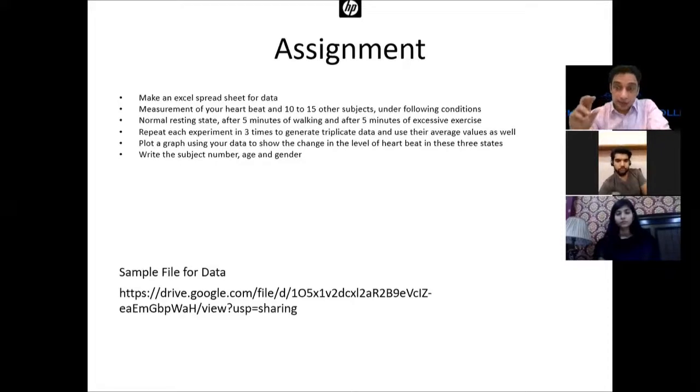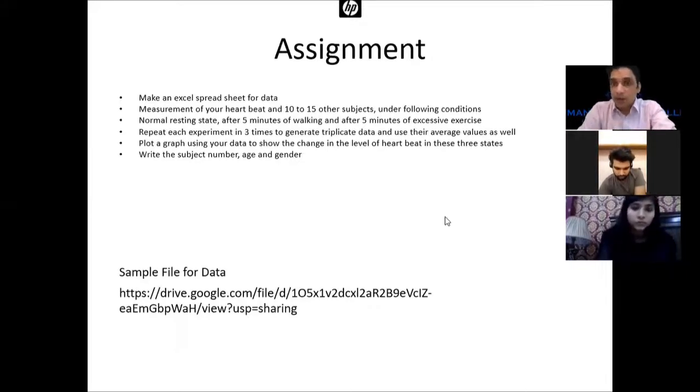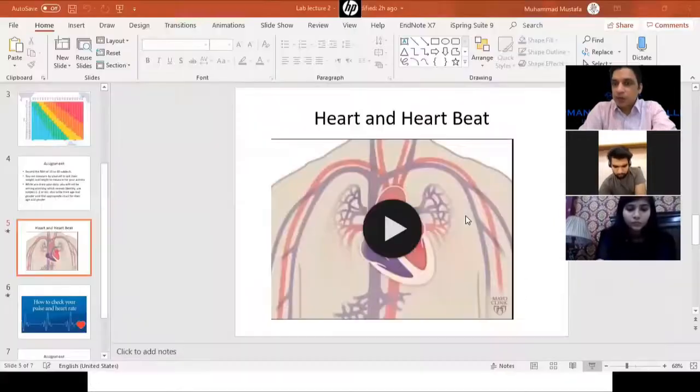At least try to reach 10 to 15 people minimum to get that data. And then after that, we will be looking at male and female, who is better, who is less, who is stronger, whose heart is working better than other people. And let me show you the file. That is very important, how you can put your data.